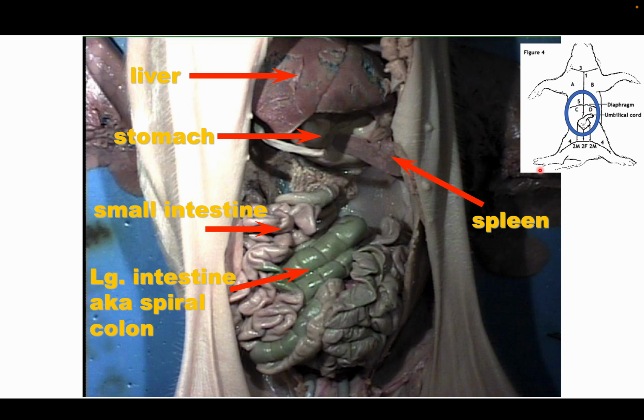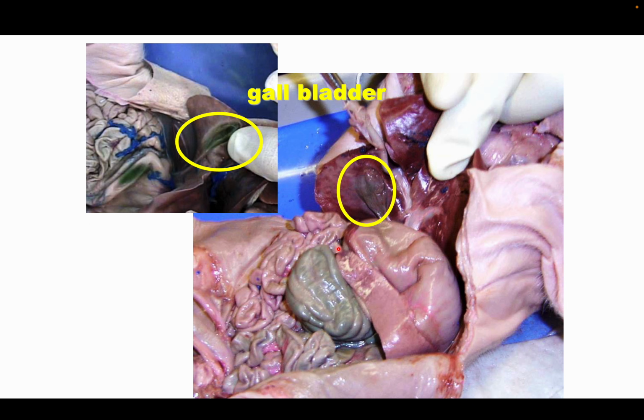Okay, so this is what it looks like in the actual pig. So what we're looking at here is this abdomen region. You can see the liver. Underneath the liver should be the gallbladder. So if you lift up the liver, you'll see the gallbladder. This pouch right here is the stomach. And then remember, the spleen sort of just covers the stomach or sort of hugs the stomach. From the stomach, food travels into the small intestine and then it goes into the large colon, also known as the spiral colon. Again, if you lift up the liver, you can see the gallbladder right here.